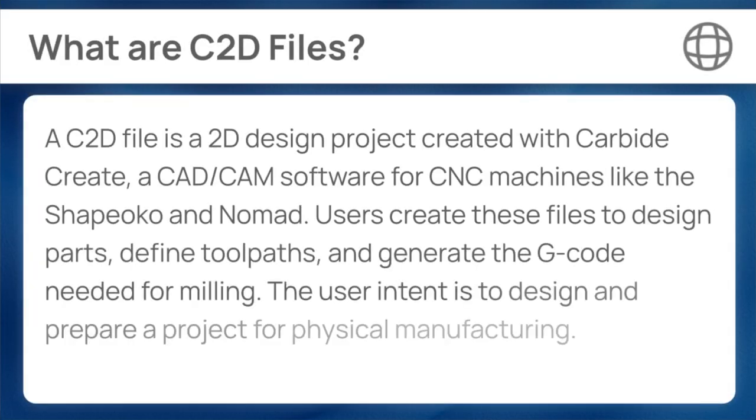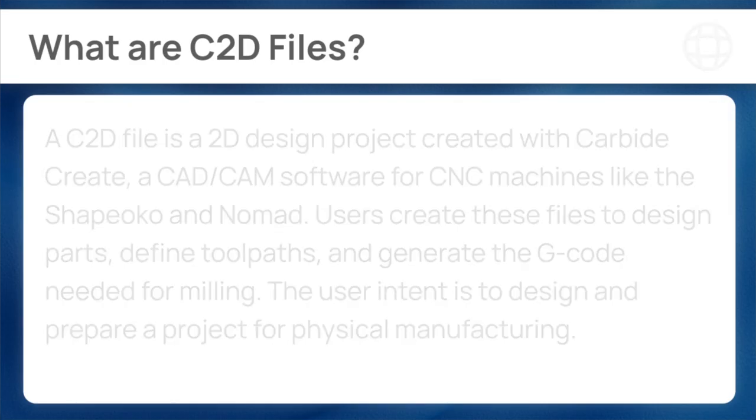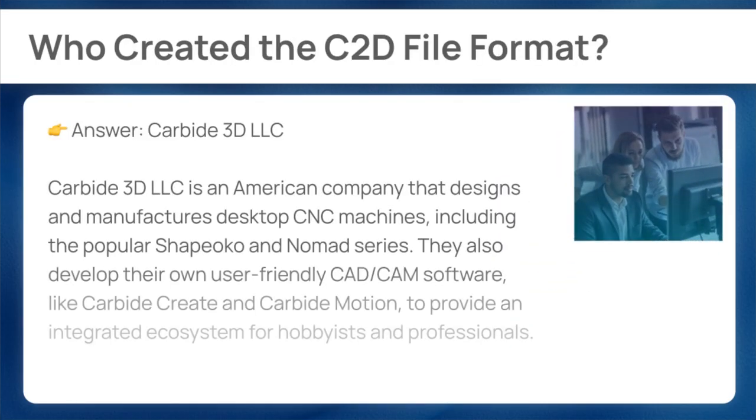A C2D file is a 2D design project created with Carbide Create, a CAD/CAM software for CNC machines, like the Shapeoko and Nomad. Users create these files to design parts, define toolpaths, and generate the G-code needed for milling. The user intent is to design and prepare a project for physical manufacturing.